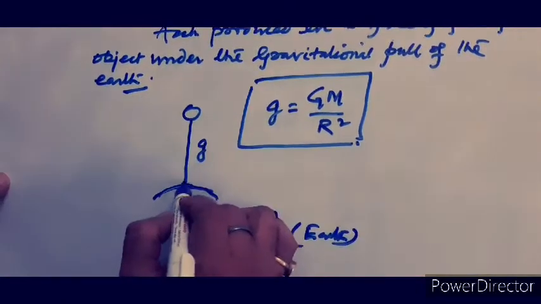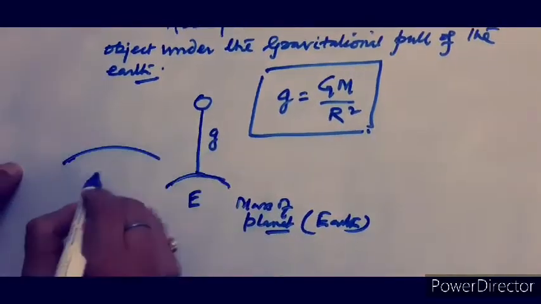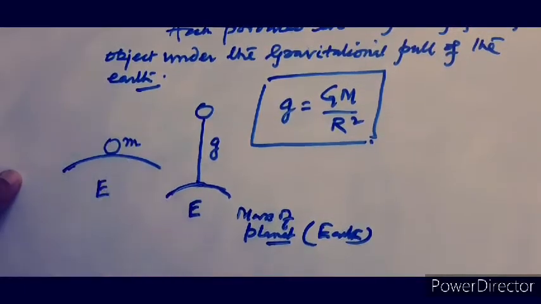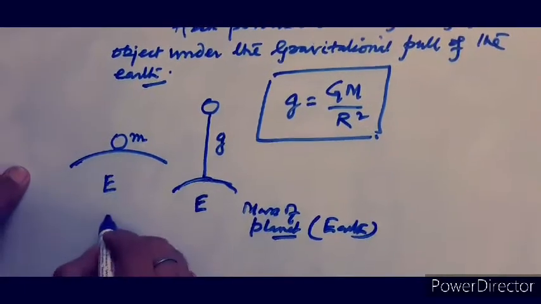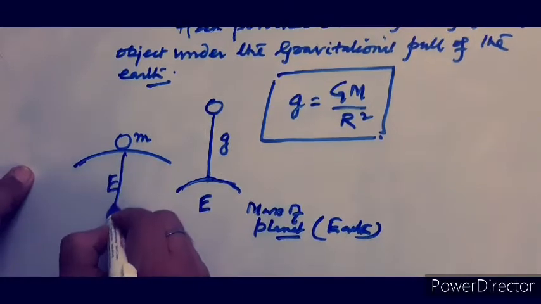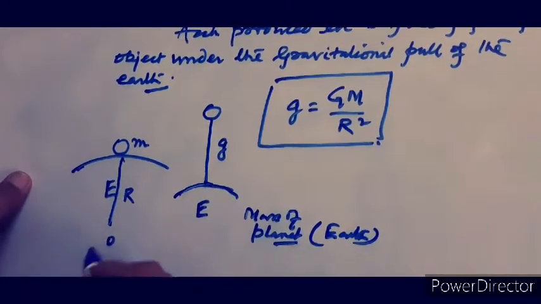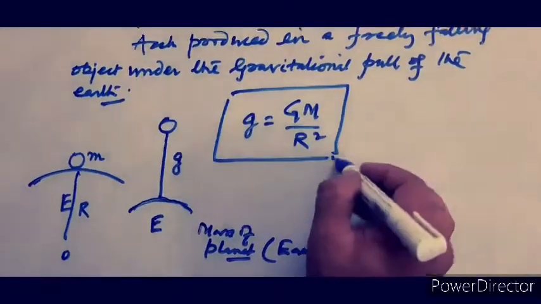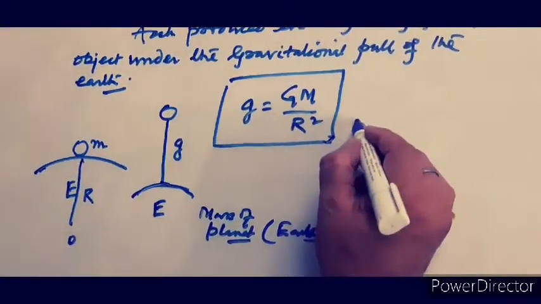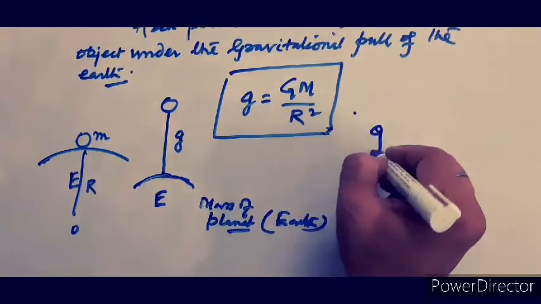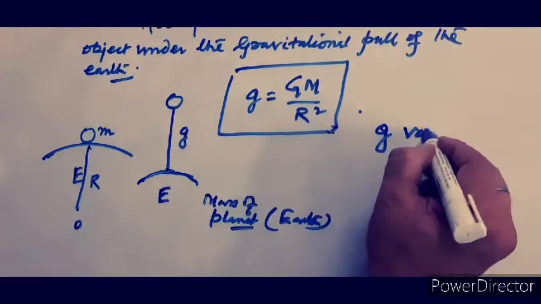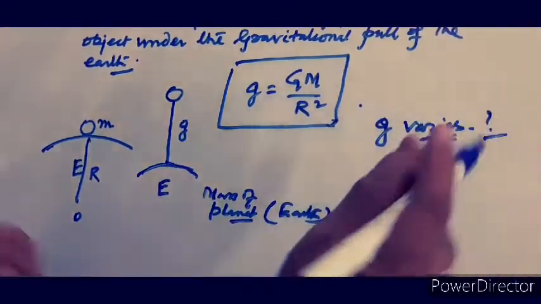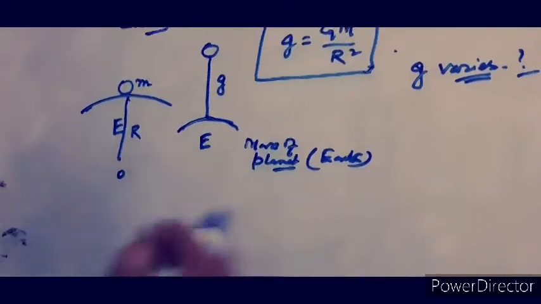If the object is on the surface of the Earth, like that, R is the radius of the Earth. Now, in class 11, we are going to discuss how g varies. How g varies, that we are going to discuss. But before that, the recapitulation continues.